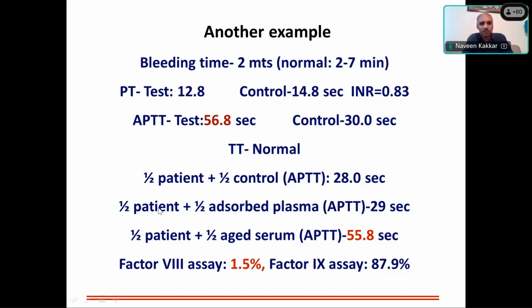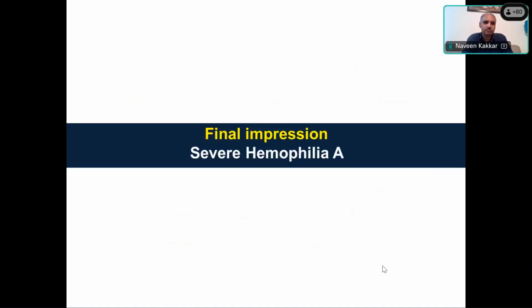I do a mixing now with adsorbed plasma. It corrects, so I'm thinking of 8 deficiency. With aged serum it does not correct, so it has to be factor 8 deficiency. We put up a factor 8 assay. That was 1.5%, so that's moderate hemophilia. Factor 9 assay, if you have to do it, although not required now, was normal. So the final impression in this case was hemophilia A. Shall we move ahead or are there any queries?